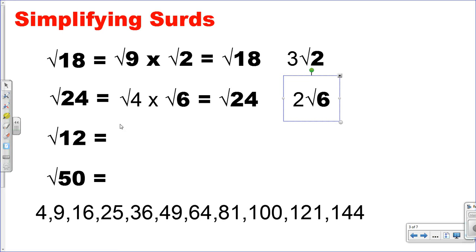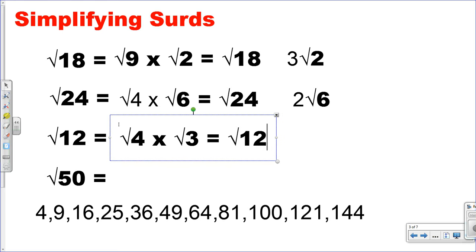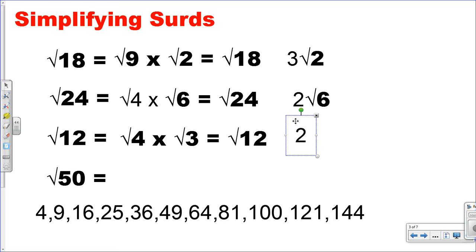Now if I look at the next one, the lowest square number that goes into 12 is 4, and that would be, sorry, square root 4 times square root 3 equals square root 12. Can I square root that 4? Yes, I can. I know the square root of 4 is 2. Do I know the square root of 3? No, I don't. I'll leave it as it is. 2 square root 3 is my simplified version of square root 12.